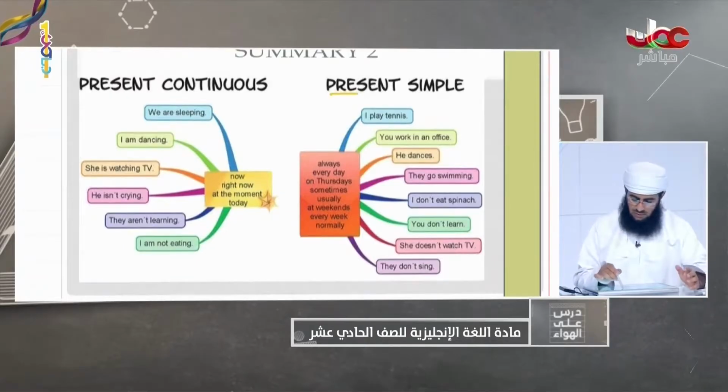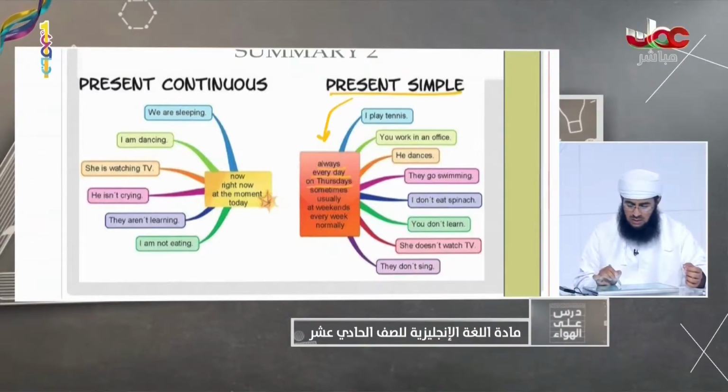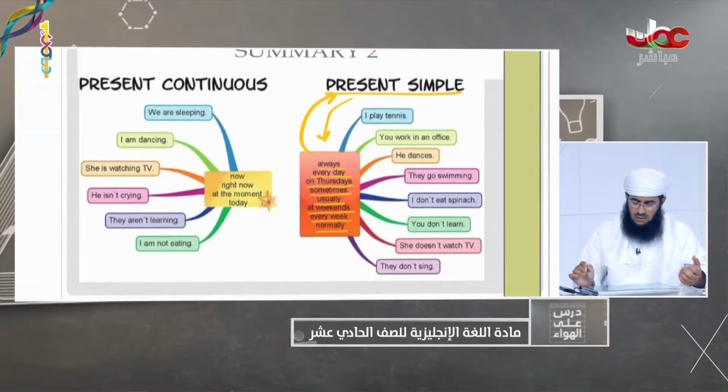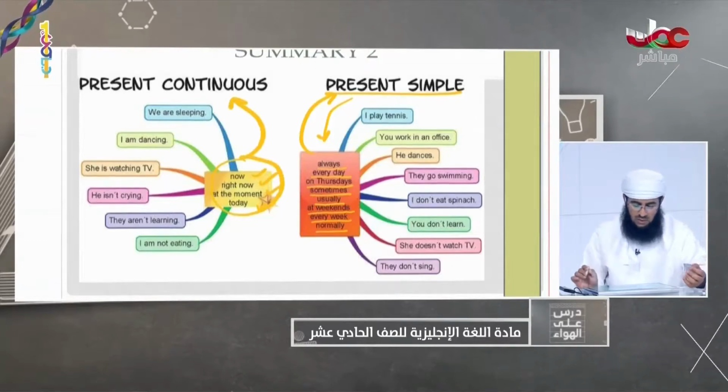So here we have, for example, the present simple. Usually this vocabulary comes with it: always, every day, on Thursdays, sometimes, usually, at weekends, every week, normally. So usually these vocabulary items are used in the present simple. On the other side we have the present continuous. These are the main vocabulary items: right now, at the moment, today. All of these are used in the present continuous.